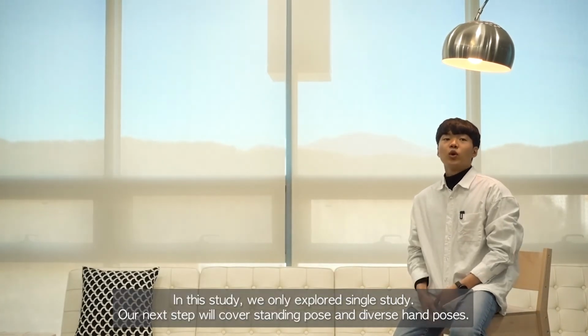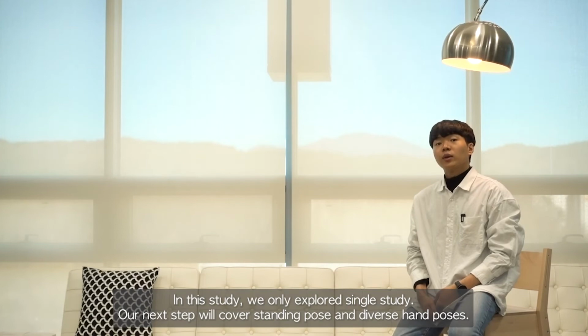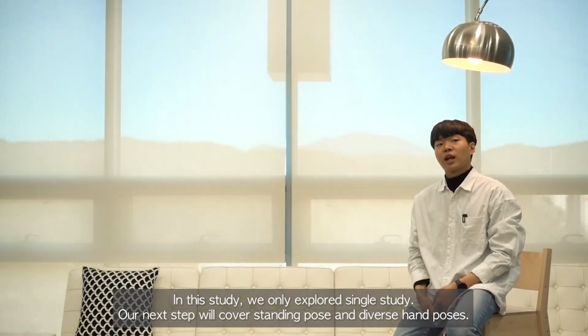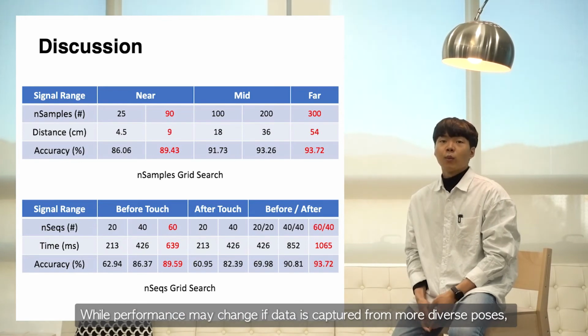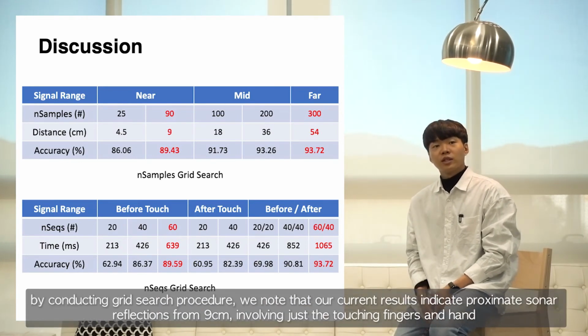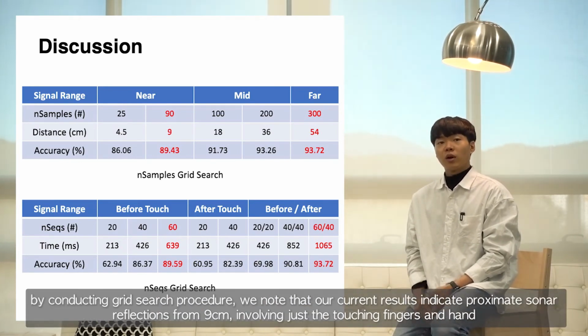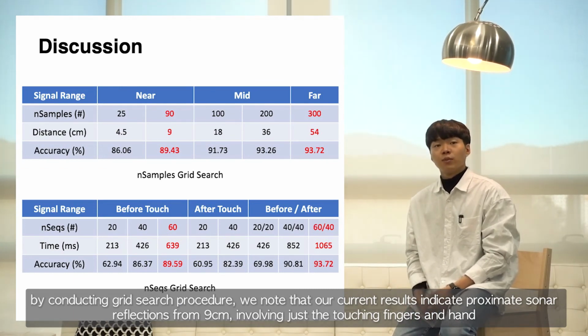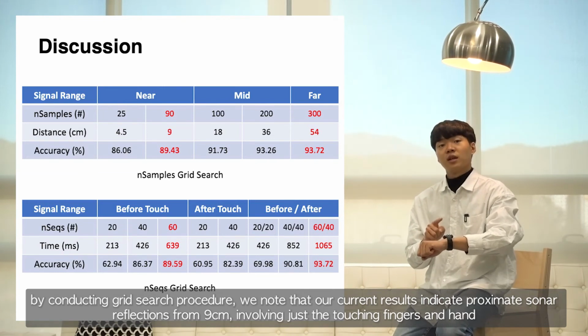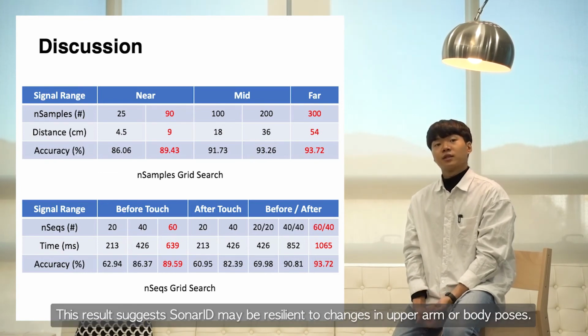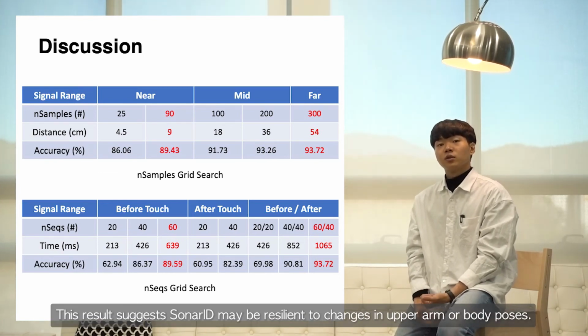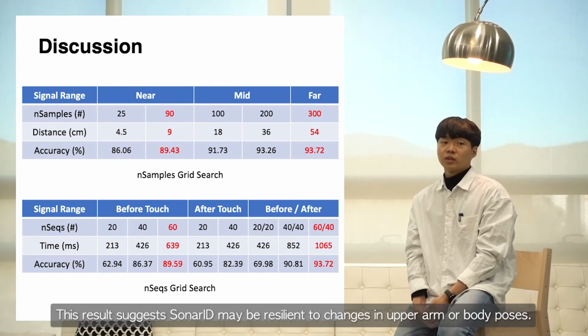In this study, we only explored a single pose. Our next step will cover standing pose and diverse hand poses. While performance may change if data is captured from more diverse poses, we note that our current results indicate proximate sonar reflection from 9 cm, involving just touching fingers and hand, lead to relatively high accuracy levels of up to 89%. This result suggests SonarID may be resilient to changes in upper arm or body poses.